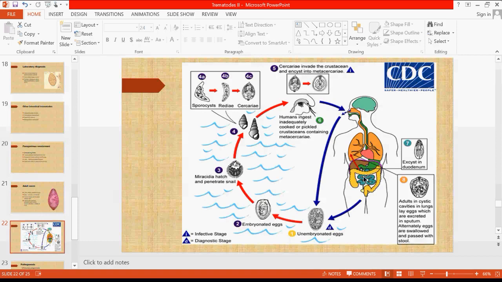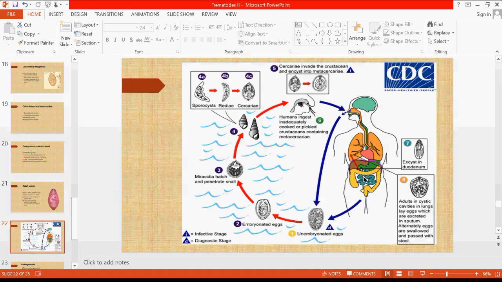So what happens in the intestine? The larva, the metacercaria, escapes out in the small intestine, then penetrates the intestinal wall and reaches the peritoneal cavity, as we have seen with Fasciola hepatica. But Fasciola hepatica travels to the liver, whereas the habitat here is the lung parenchyma. So they pierce the diaphragm, reach the lung parenchyma, and settle near the bronchioles, where they mature into the adult form.